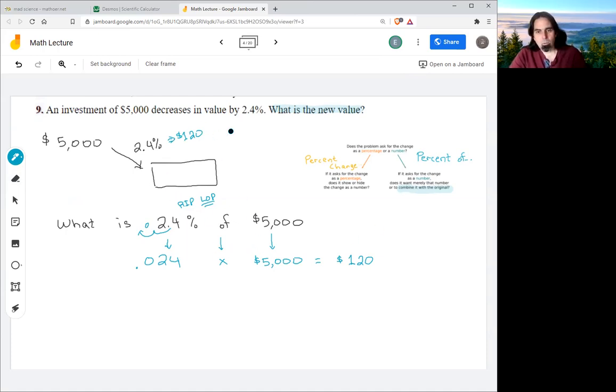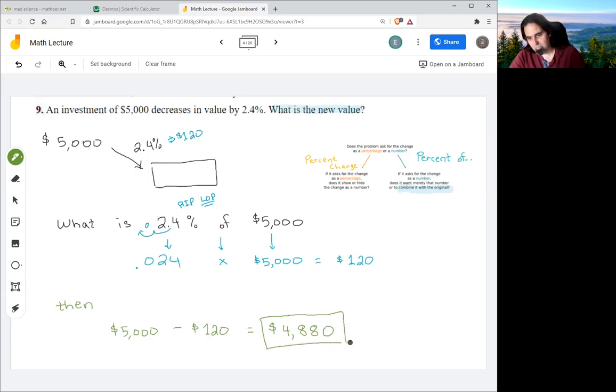But they didn't say how much did it change by. They said, what's the new value? So then I have to take the 5,000, subtract away the 120, and what I have left, well, if I take away 100, that's 4,900. I take away another 100, that's 4,800, but I took away more than I needed. I put back 80, and there we go. My mental math okay? I'm not that tired yet. I think.